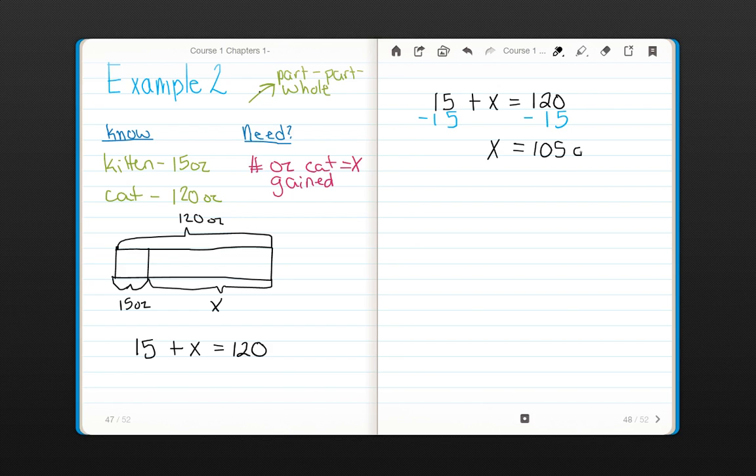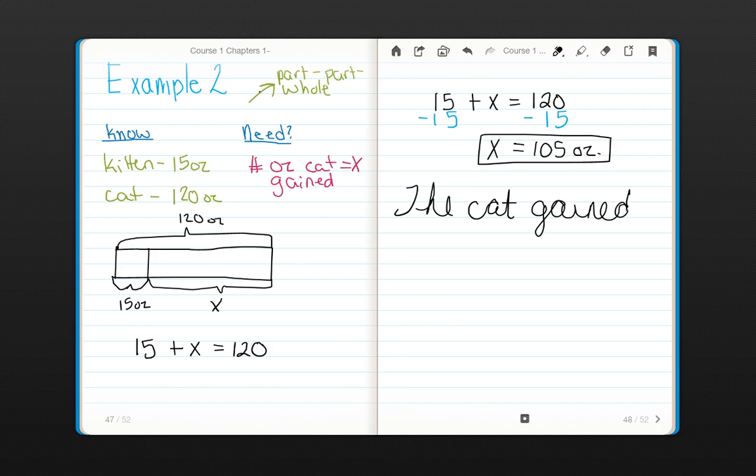Now this is where I'm going to go put in my units. Because it's a word problem, you can also write a sentence. The cat gained 105 ounces. Okay? I'm going to tell you that the sentence is probably optional. The units in your x equals is not.